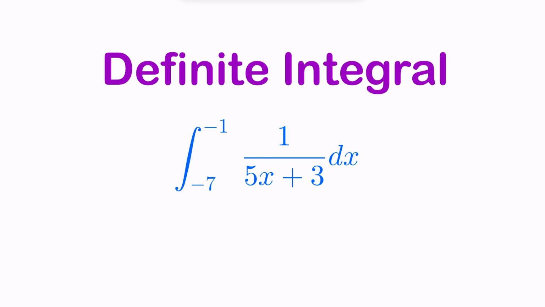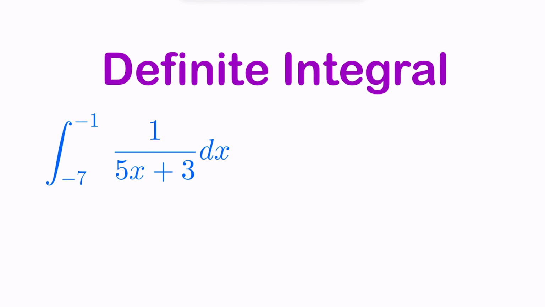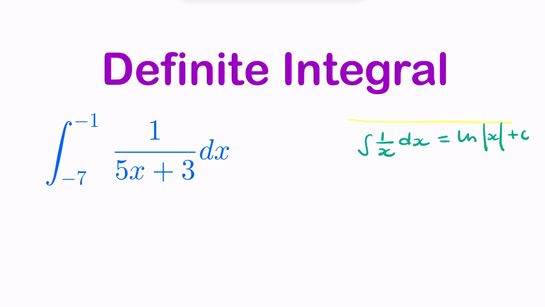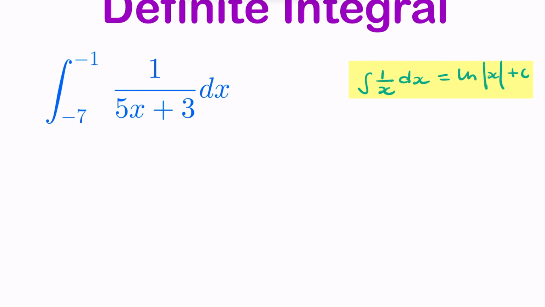And before that, let me remind you of an integral you should know. So the integral of 1 over x dx is the natural logarithm of the modulus of x. So you need to know that. And what we have is 1 over 5x plus 3. So it's a function of x. So the integration is actually the natural logarithm of the modulus of 5x plus 3.